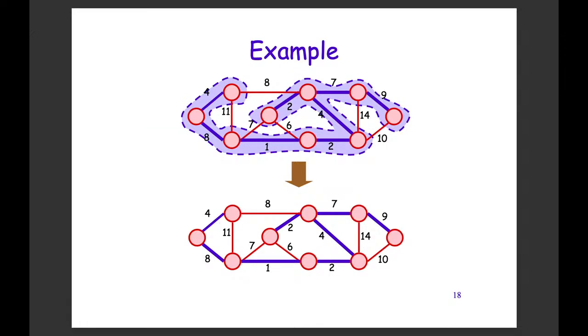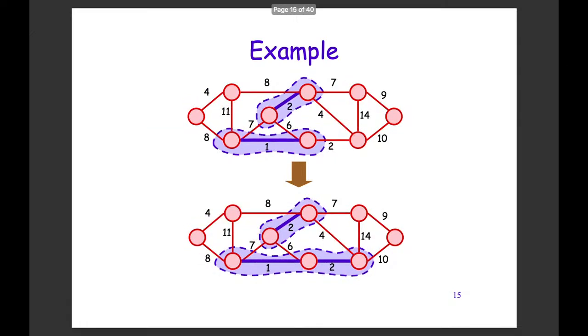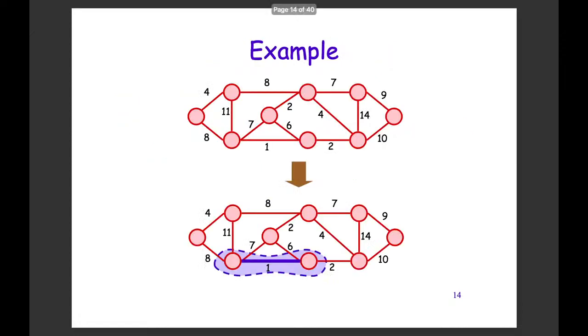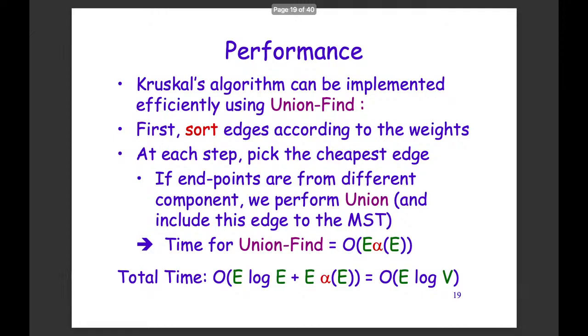Okay, so easy, right? So how do we solve this problem using data structures to help us? How do we find the cheapest edge? How do we perform contract? How do we detect whether an edge will form a self loop or not? Yeah, it is actually fairly easy.